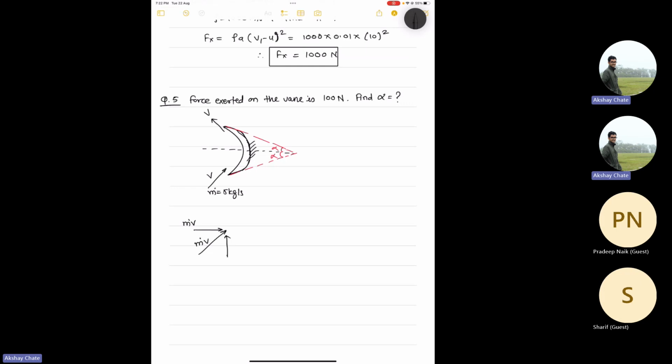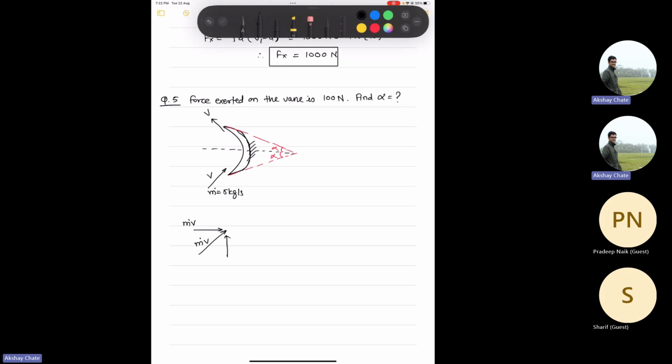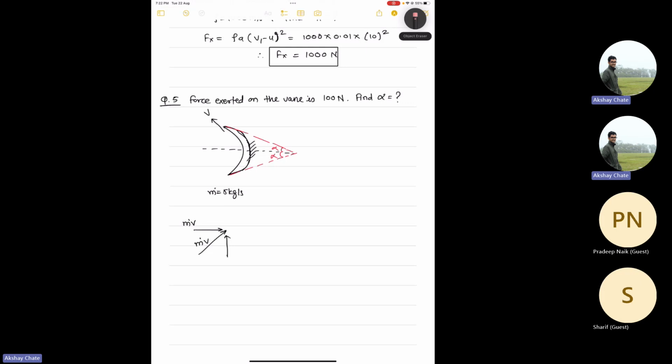1 second. Oh, okay. I should draw it properly. This is the alpha, like at what velocity the fluid is entering, that is the angle alpha. So this is the angle alpha given in the question. So this becomes m dot v cos alpha, right? And this is m dot v sin alpha.